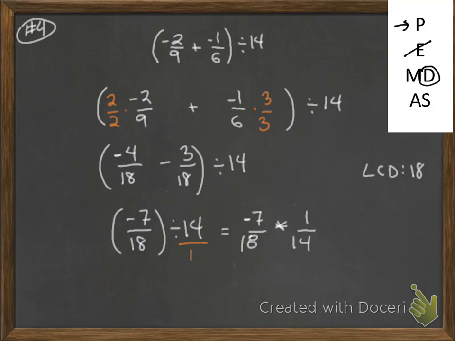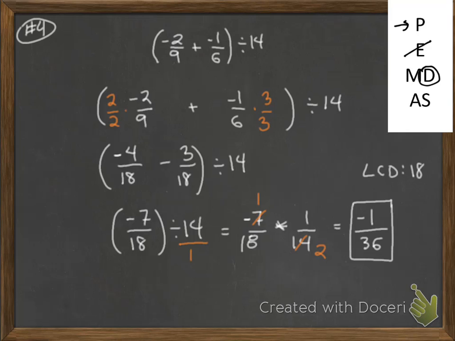Okay, and again, to save myself a lot of trouble in the future, I am going to reduce this. 7 goes into 14 twice, so 7 over 14 reduces to 1 over 2. There's still a negative sign there, so I have negative 1 times 1, so negative 1 on the top. 18 times 2 is 36, so I have negative 1 over 36.